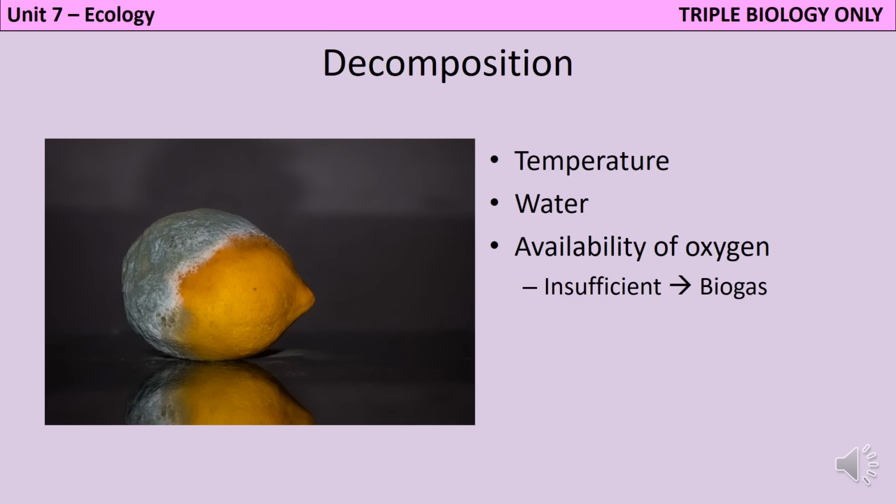Decomposition, such as in compost heaps, occurs fastest when it is warm, with sources of water and oxygen. If there's insufficient oxygen available, then methane gas may be produced, which is a greenhouse gas and can also be used as a fuel called biogas. Many remote communities have biogas generators, which they feed with domestic waste to allow them to create enough biogas.